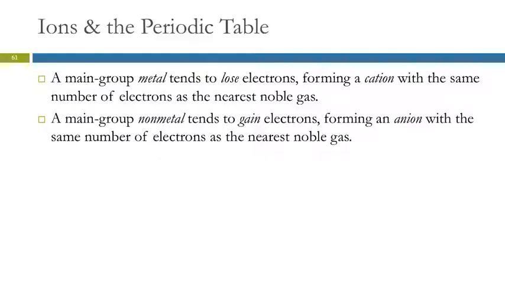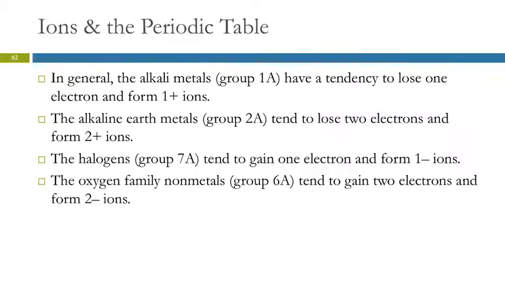So we said that metals tend to lose electrons. Those main group metals tend to lose electrons. When they lose electrons, they form a cation. And they'll form a cation that has the same number of electrons as the nearest noble gas. Those are the main group metals. The main group nonmetals tend to gain electrons, and they're going to form anions with the same number of electrons as the nearest noble gas. So there's something special about the noble gases. And we'll learn more and more about that as we go through the semester.